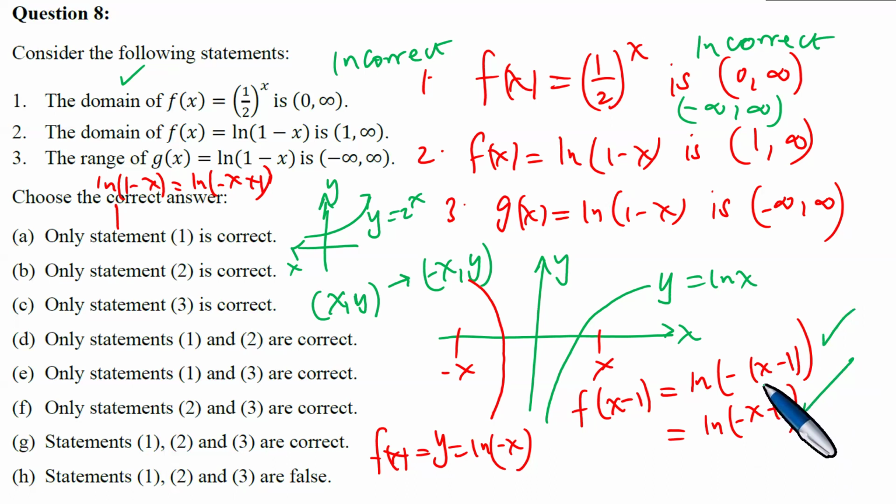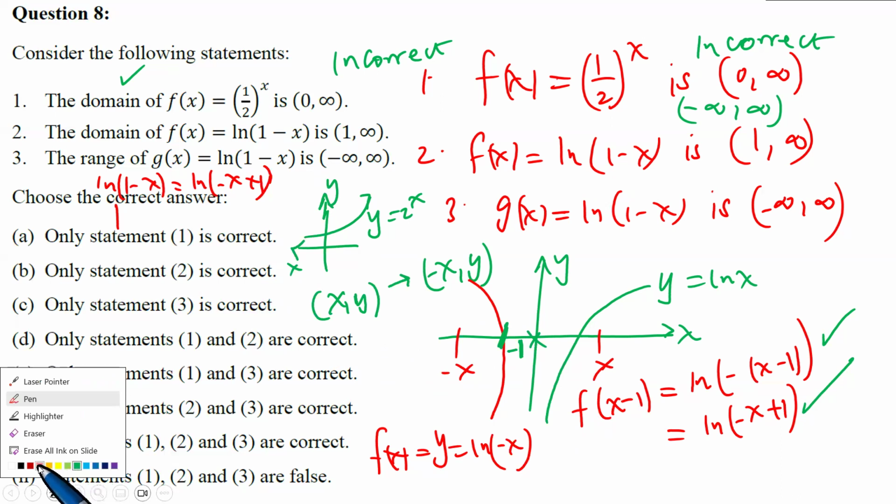So this means that you move the graph one unit to the right. Because now this is the graph of the ln of minus x, meaning it cuts here when x is minus 1, because when x is minus 1, it becomes minus times minus 1, which is the ln of 1. The ln of 1 is 0. But now this graph is going to move one unit, and it's going to be sitting here.